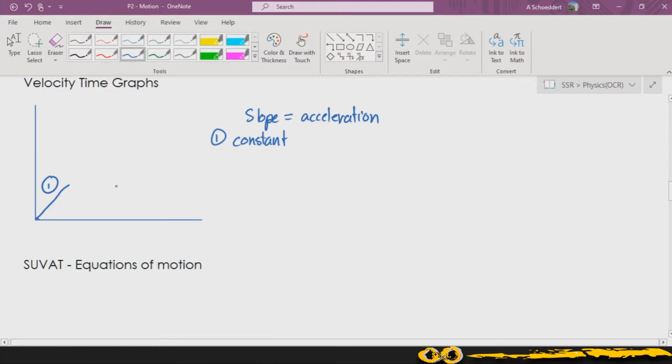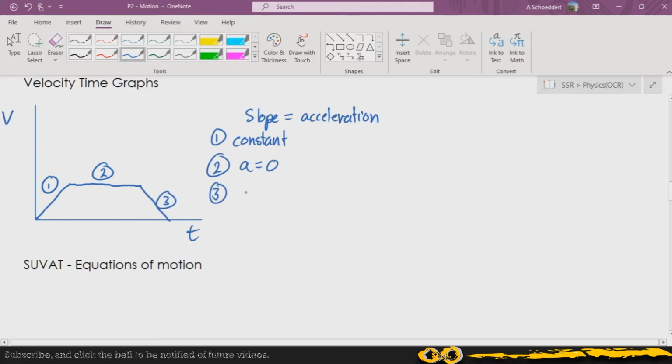In this second section of the graph, our object is still moving. We need to make sure that we don't get this type of graph confused, because here we're dealing with velocity versus time, and so therefore the object still has velocity, the velocity just isn't changing. The acceleration is equal to 0 for that section. And then here, in section 3, we'd have the velocity decrease.